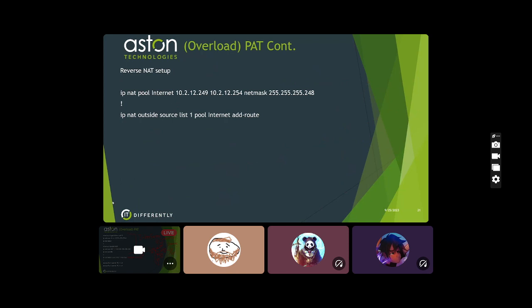So this is an example of a pool of addresses. If you're coming from the outside in, check this list. If you're approved and allowed to be NATed, take an address from the pool named internet and add the route. So this keyword right here, pool, is telling you to reference this NAT pool that we created in the step before. And this is the name of that object.